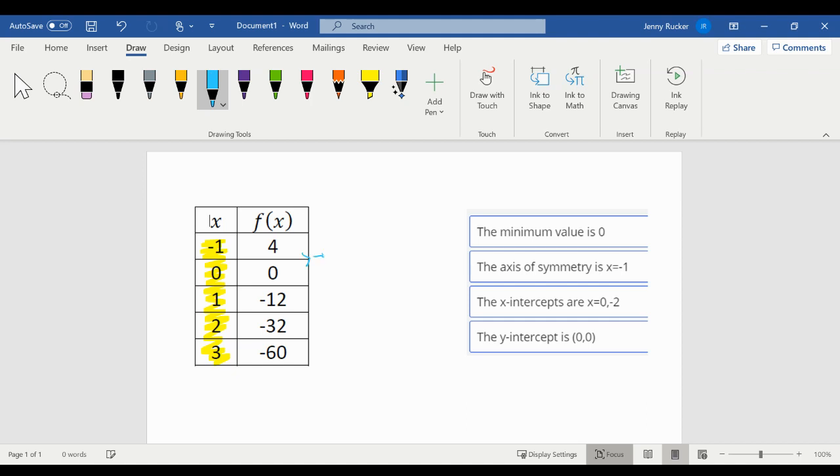From 4 to 0 is minus 4. 0 to negative 12 is minus 12. Negative 12 to negative 32 is minus 20. Negative 32 to negative 60 is minus 28. So it's definitely not a linear function.